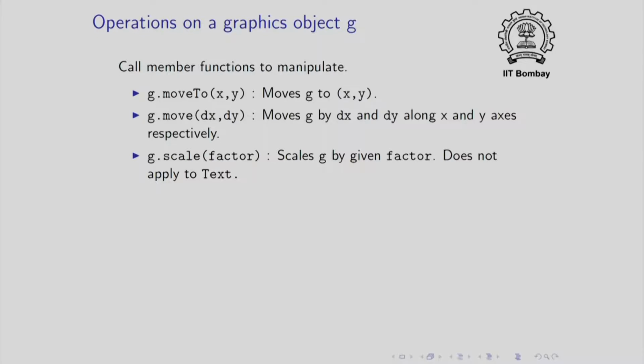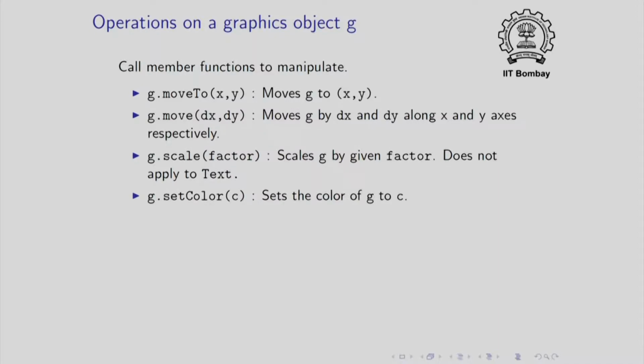You can specify a factor which, if bigger than 1, will cause the object to expand, and if smaller than 1, will cause the object to shrink. So, whatever the factor is, that will be used to shrink or expand. This operation does not apply to text. Text remains the same size no matter what.